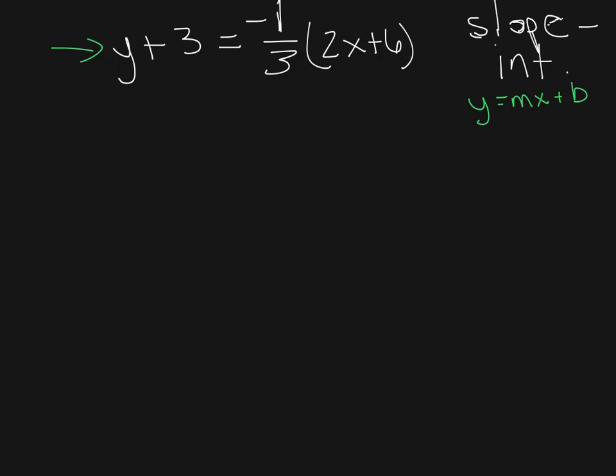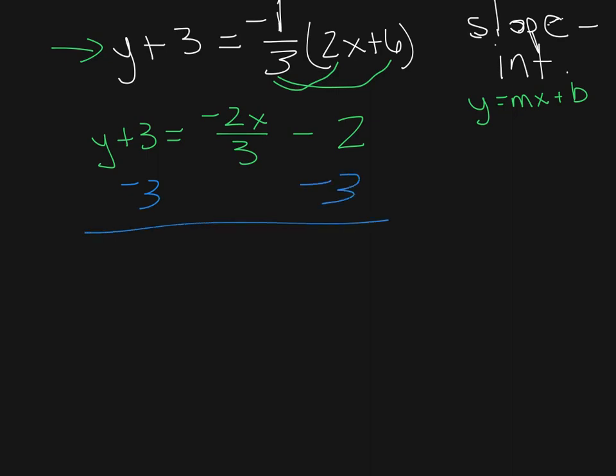The first thing that we need to do is distribute that negative 1/3. So I'm going to write y plus 3 equals, I'm distributing, so negative 1/3 times 2x would be negative 2x over 3, because you only multiply the numerator. Then negative 1/3 times 6, negative 6 over 3, which is negative 2. The only other thing that you have to do in this case is to subtract the 3. You get y equals negative 2/3 x minus 5.